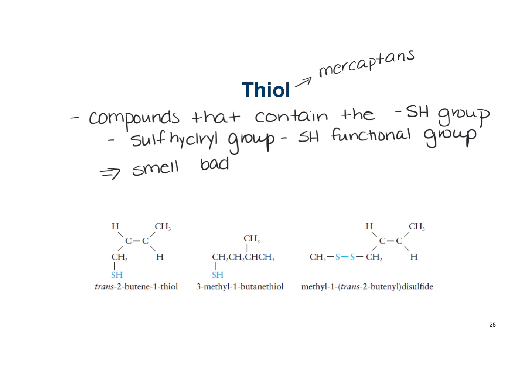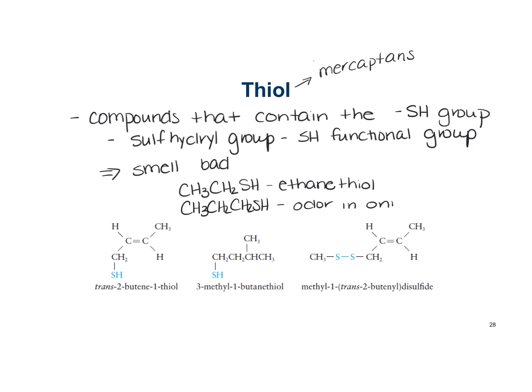For example, there's ethane thiol, which is added to natural gas, and that's CH3CH2SH. And the way we name thiols is we just put the word thiol at the end of the name, basically. And so you can see here where thiol has been named. Propane thiol is CH3CH2CH2SH. That's the odor in onions.